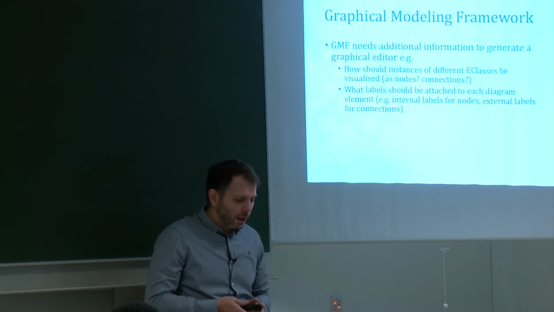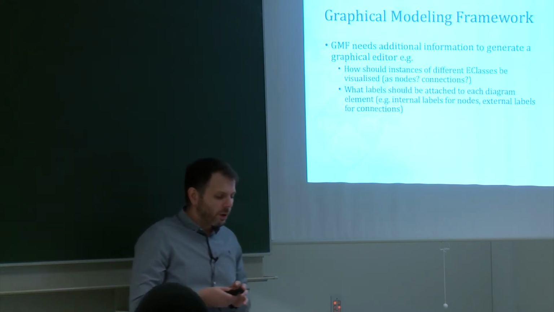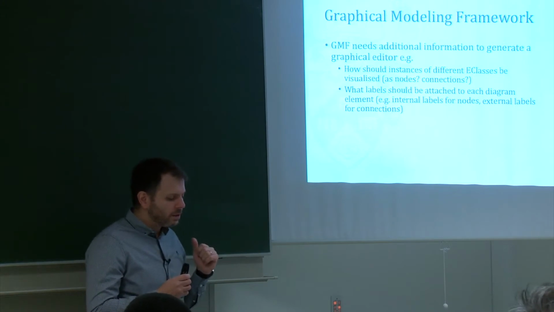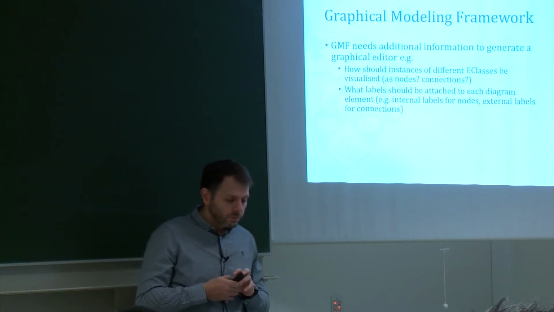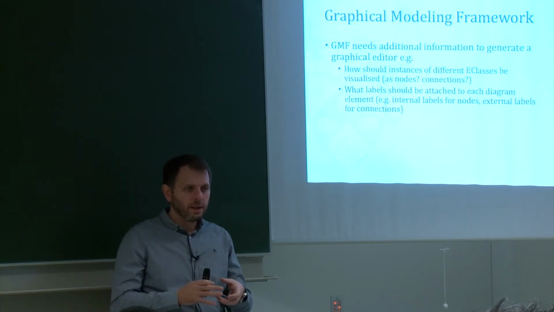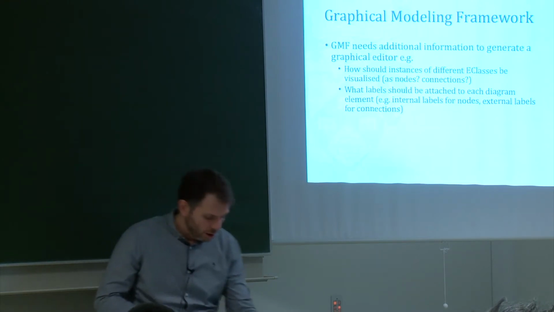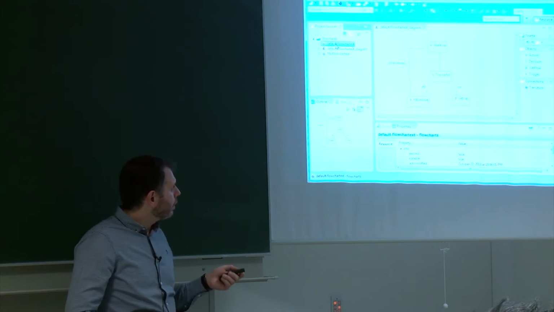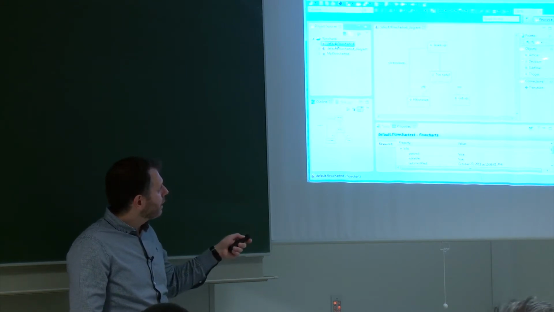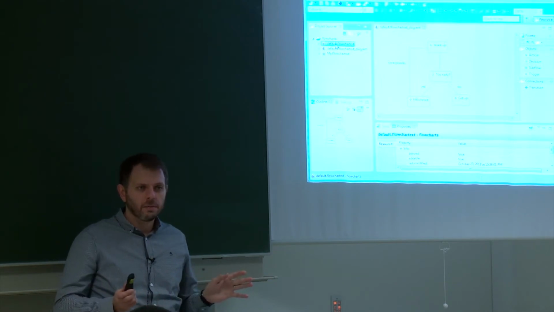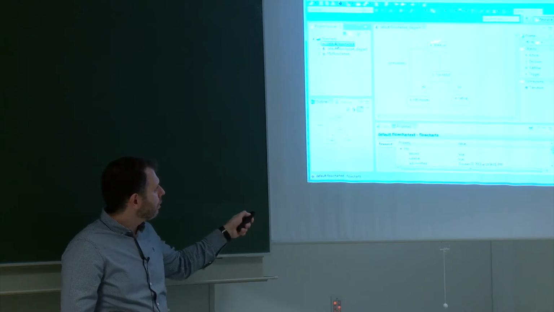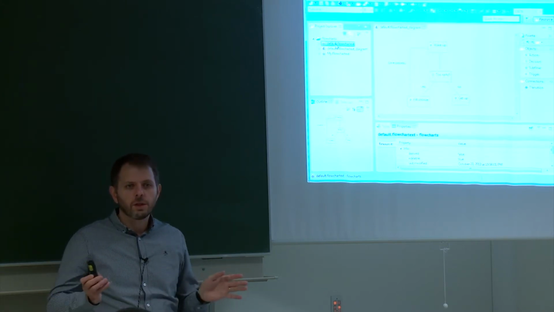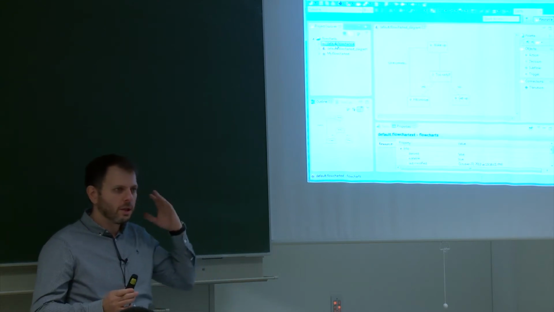Okay, so thinking about our meta model from yesterday, about our flowchart meta model, we don't have quite enough information in it to generate a graphical editor. In our meta model, actions and decisions and transitions are classes. We don't say anywhere that actions and decisions should be visualized as nodes, while transitions should be visualized as edges. This information is nowhere in the meta model itself. It's just in our head.